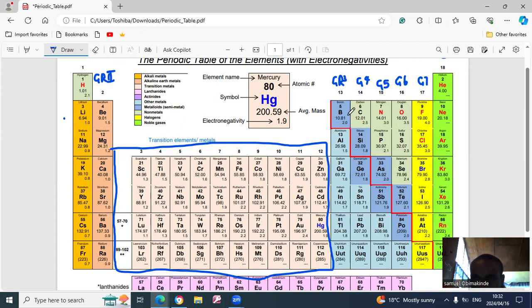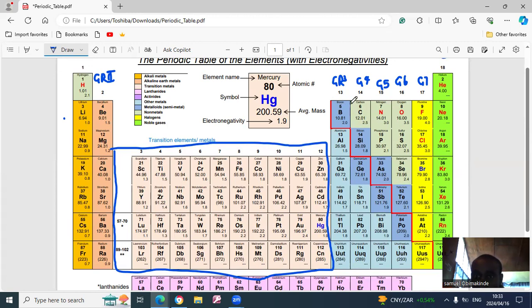Okay. So the elements in this diagonal block, colored light blue, or is it colored blue? This one is colored blue. Those are semi-metals, right? Aluminium is classified as a metal. And the elements to the right, carbon, nitrogen, oxygen, phosphorus, sulfur, selenium, fluorine, chlorine, bromine, iodine, and so on. All these ones are non-metals, right?